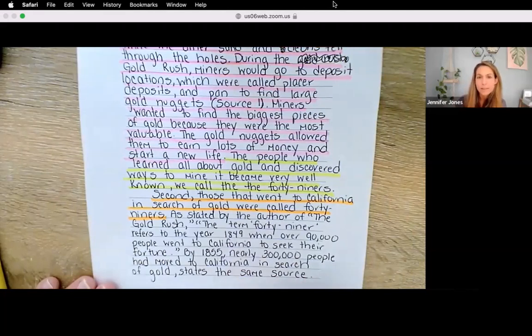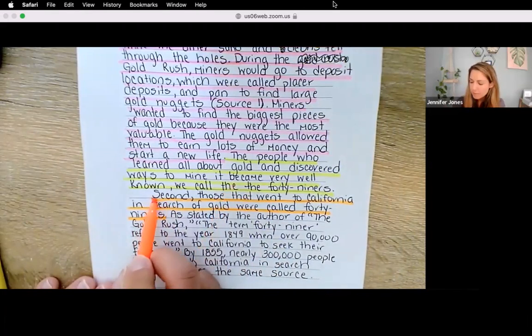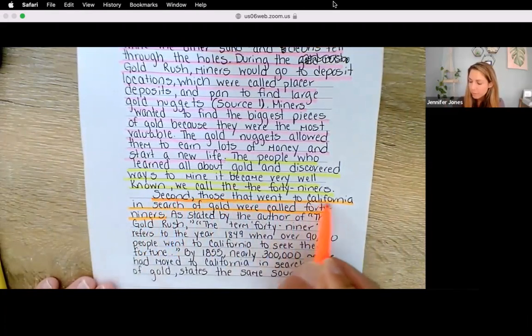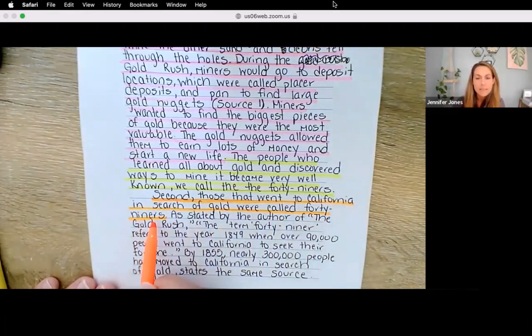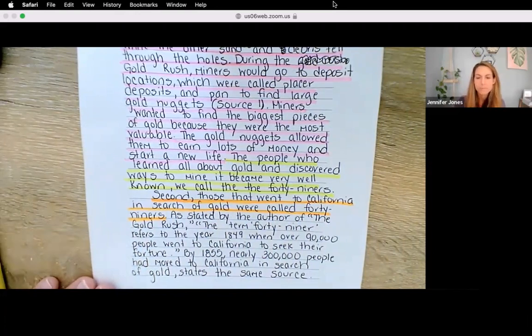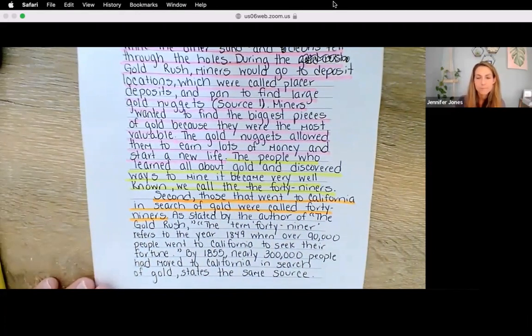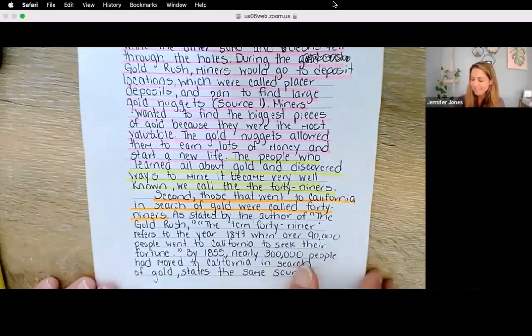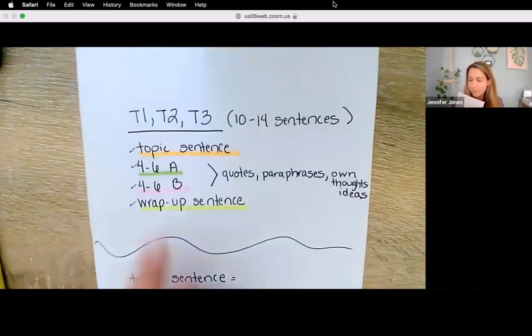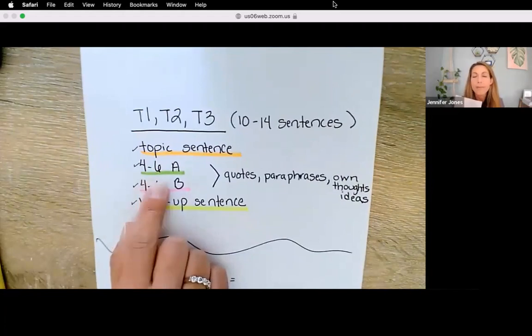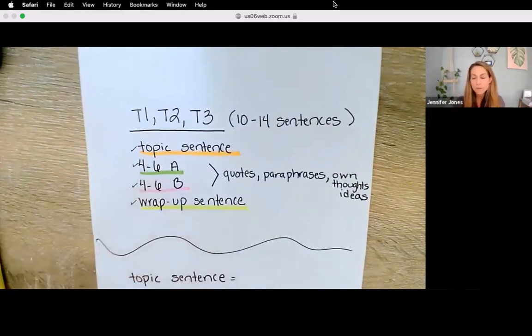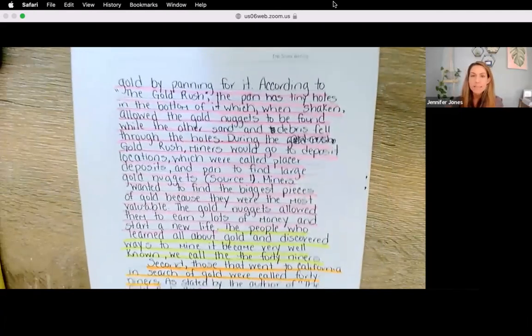Did you find it? Okay, select your very first color. I'm going to use orange and underline your topic sentence of your T2 paragraph. So we are only underlining the topic sentence of T2. Did you do it? Excellent. Now pick a second color. I'm going to use green. You can use whatever color you want, but pick a different color. And we're going to underline all of our A sentences.